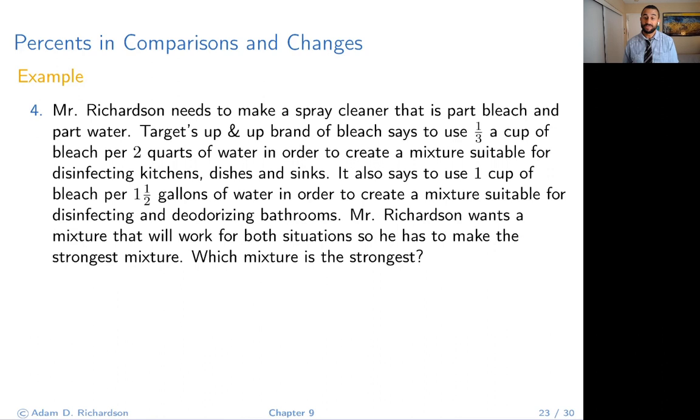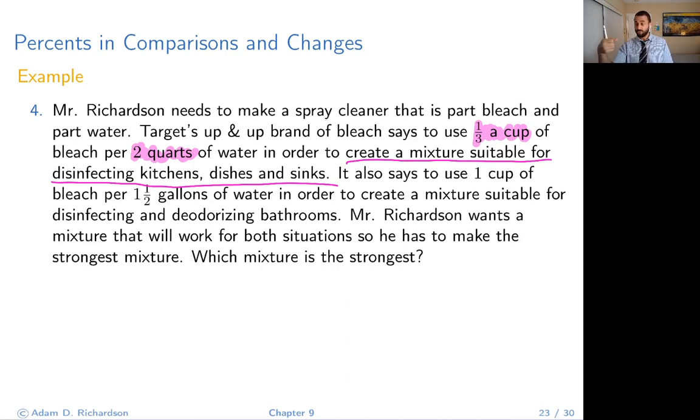So here it is. Mr. Richardson needs to make a spray cleaner that's part bleach and part water. Now, Target's Up and Up brand says to use 1/3 a cup of bleach per 2 quarts of water in order to create a mixture suitable for disinfecting kitchens, dishes, and sinks.